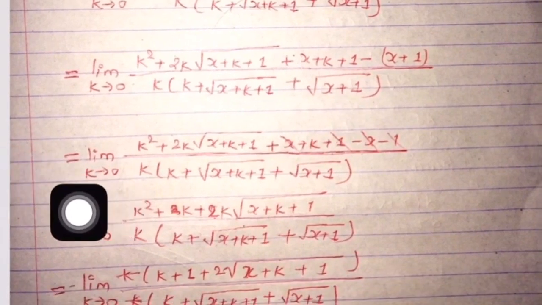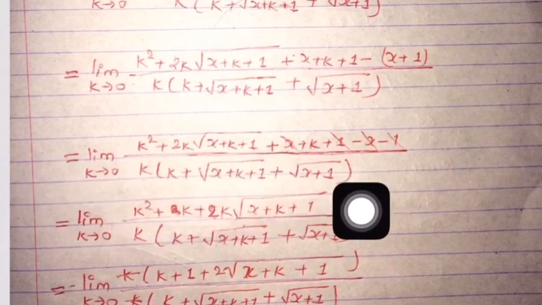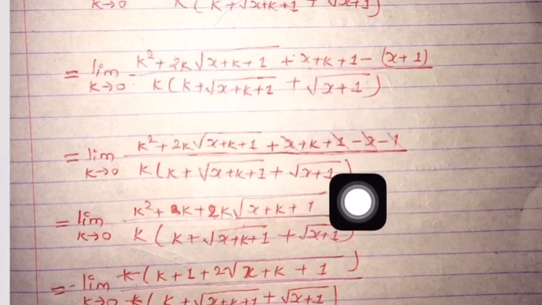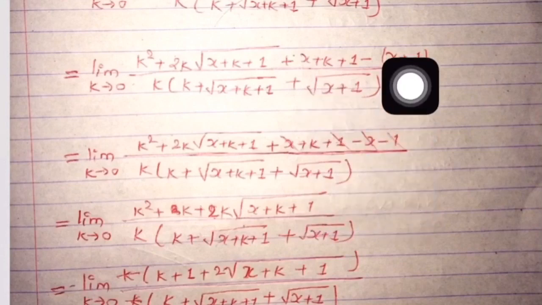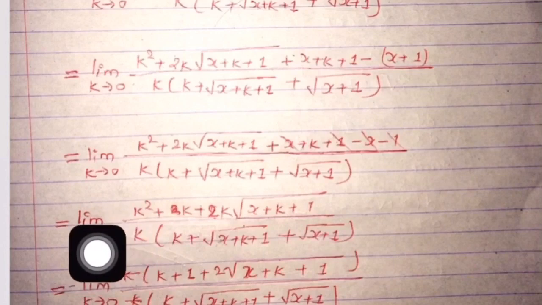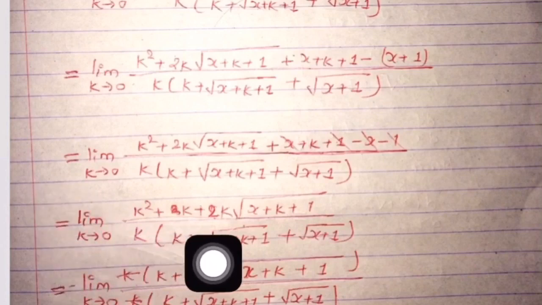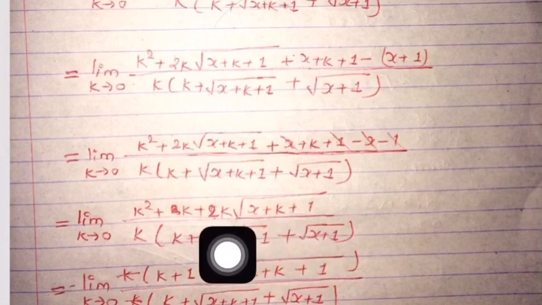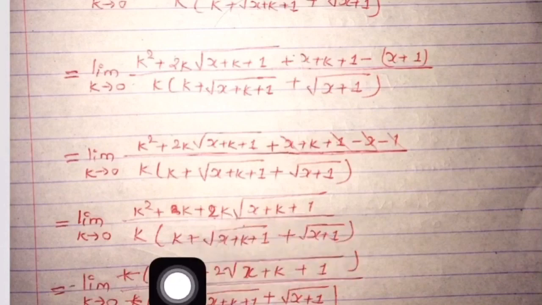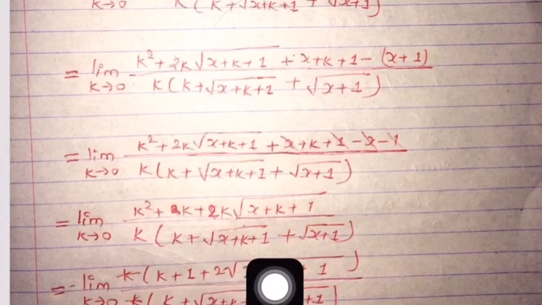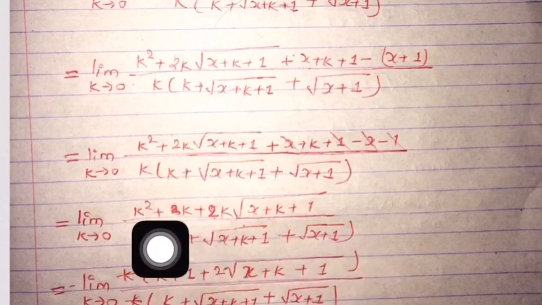Okay, limit k tends to 0. Now here x cancels out, 1 cancels out. After opening this bracket, we get limit k tends to 0 of k² + k + 2k√(x + k + 1), whole divided by k times [k + √(x + k + 1) + √(x + 1)].